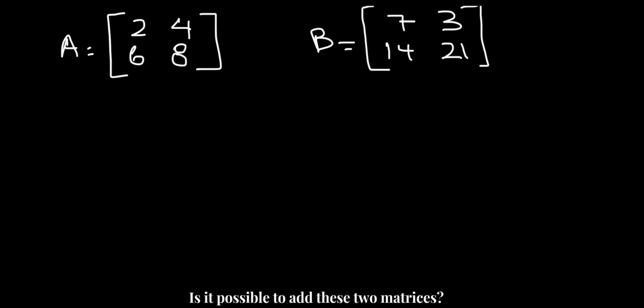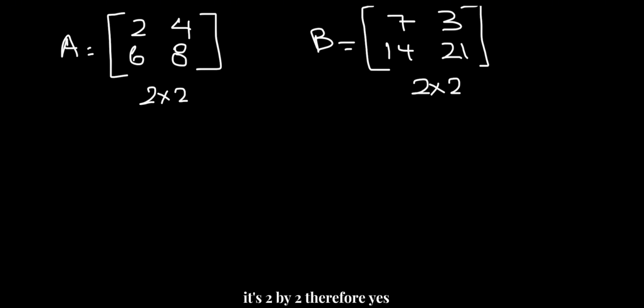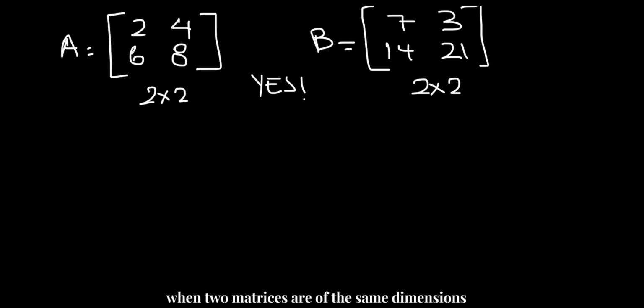Is it possible to add these two matrices? The dimension of matrix A is 2 by 2, as we know, and so is the dimension of matrix B. It's 2 by 2. Therefore, yes, we can add these two matrices. When two matrices are of the same dimensions, we can add and subtract them. If they are not the same dimensions, we cannot do that. Now let's add these two matrices.